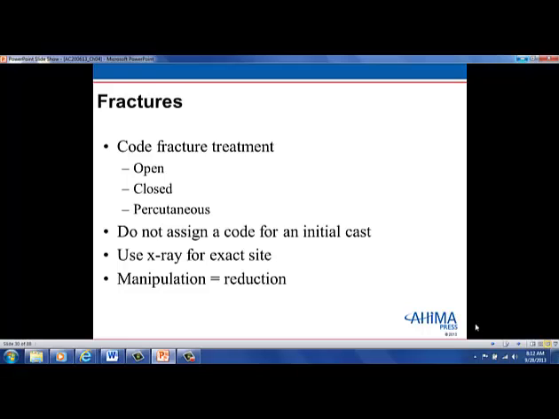Manipulation is also used to describe the restoration of a fracture or joint dislocation to its normal anatomical alignment using manual force.